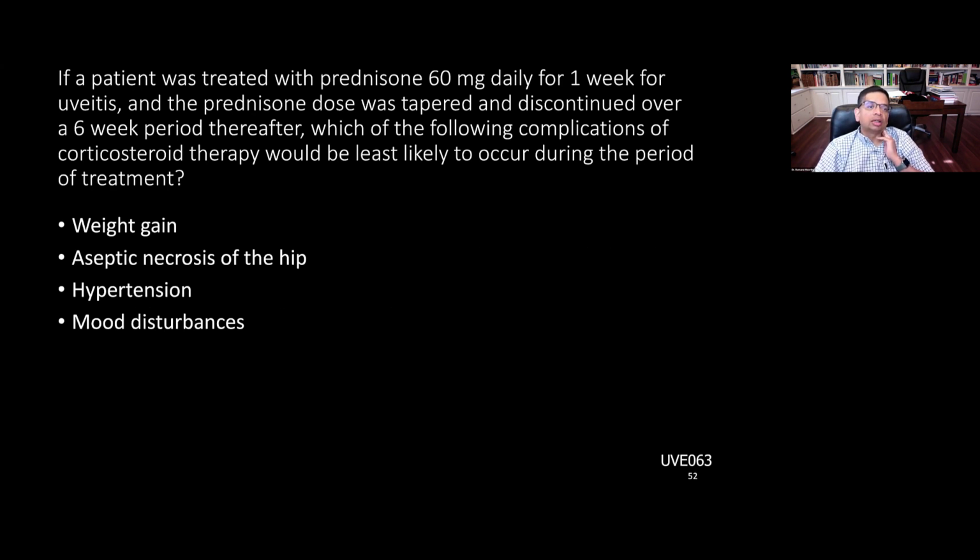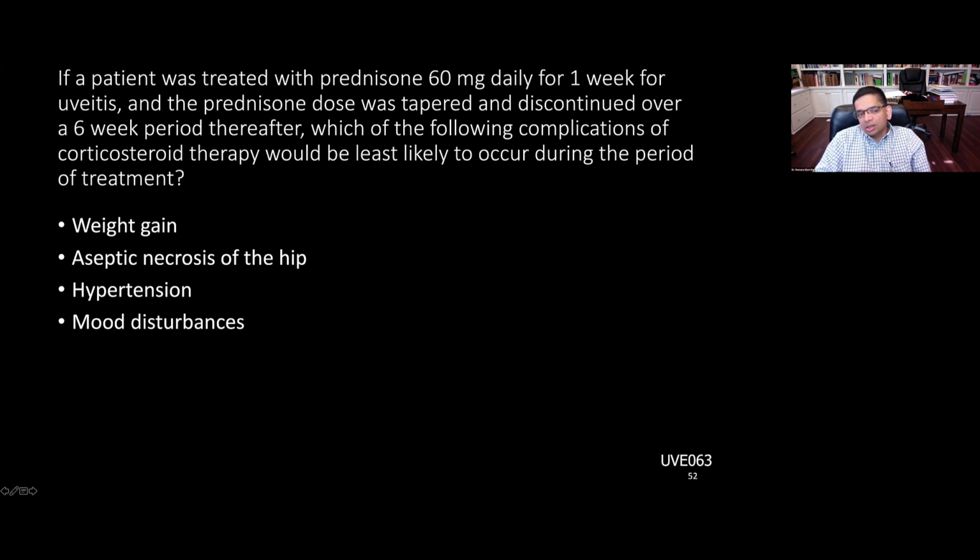Next question. If a patient was treated with, I'm sorry, I can't see the question. Prednisone 60 milligrams daily for a week for uveitis, and the prednisone dose was tapered and discontinued over a 6-week period thereafter, which of the following complications of corticosteroids would be least likely to occur during this period of treatment? Weight gain, aseptic necrosis of the hip, hypertension, or mood disturbances?